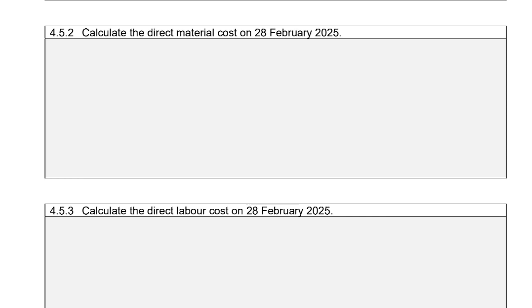4.5.2. Calculate the direct material cost on 28 February 2025. We will always start with our formula, which is our opening stock plus our net purchases. Net purchases means if there's any returns, we'll minus returns. We'll add our carriage, and we'll minus our closing stock.